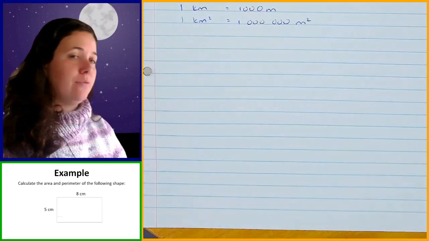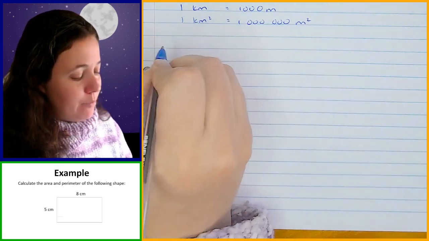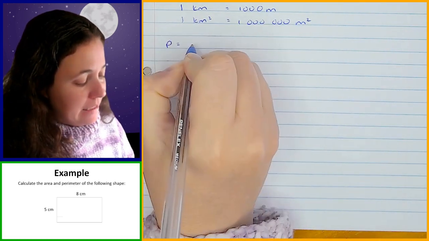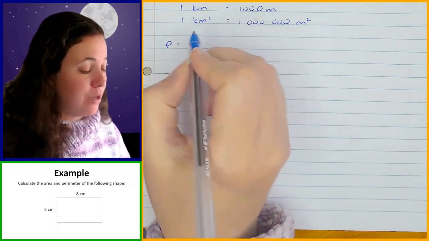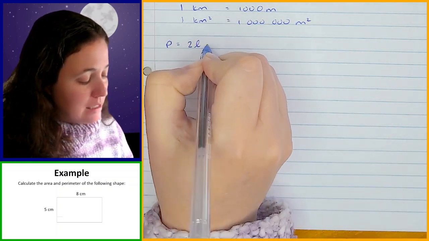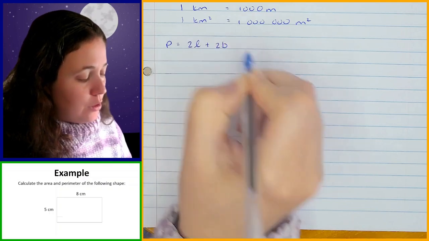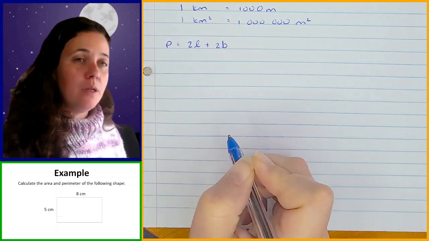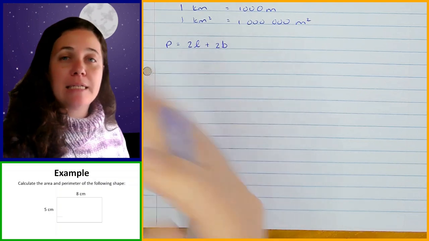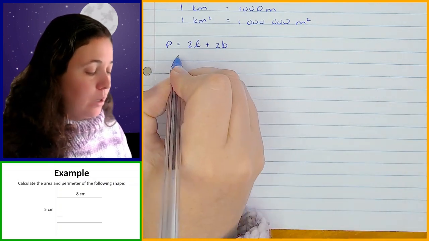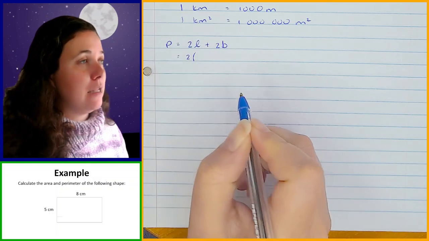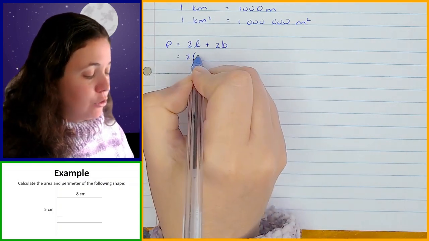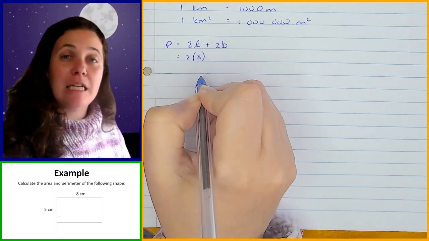Okay, so first of all, to find the perimeter, it is either 2 times in brackets length plus breadth, or 2 lengths plus 2 breadths. This is the formula I tend to use more often, but either one is correct. So now I'm going to say 2 times, and I'm going to fill in the value of my length, which is 8, in brackets because I need to multiply it.